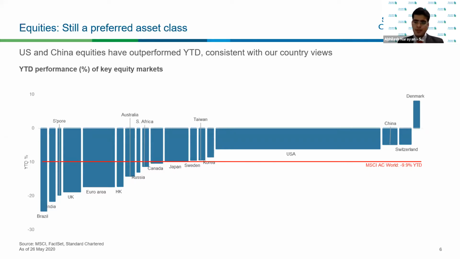Now, obviously, you could ask me, why should we be bullish on equities, given that they've rallied nearly 35% since the lows we have seen in March? And that's a very, very valid point.